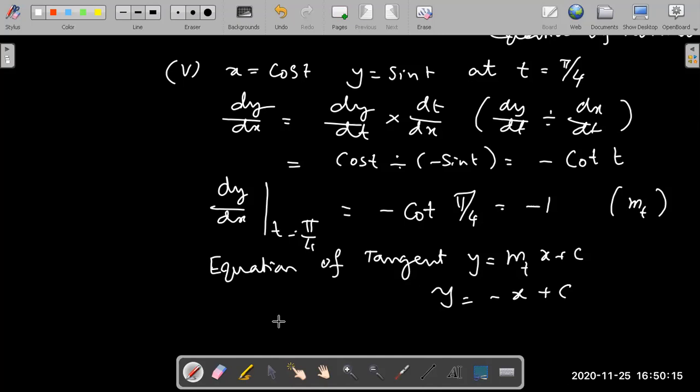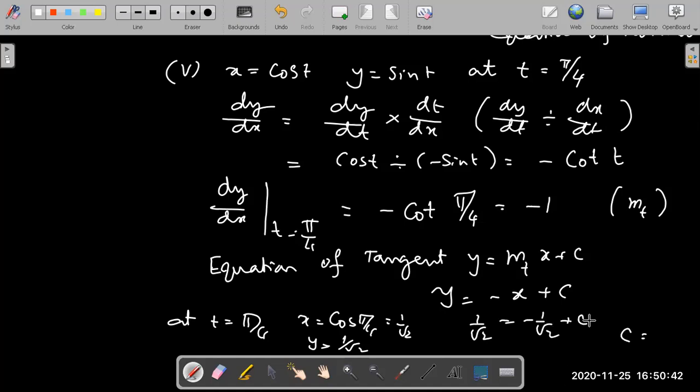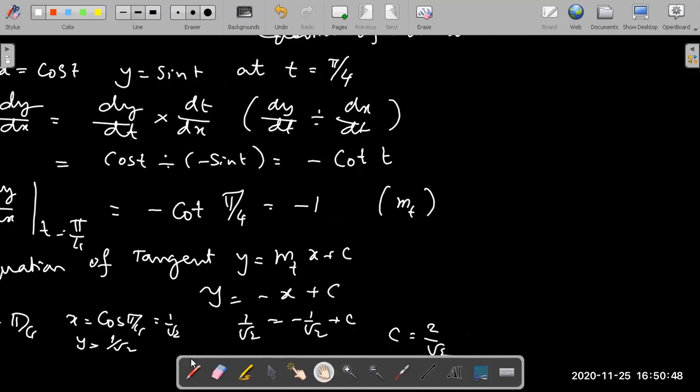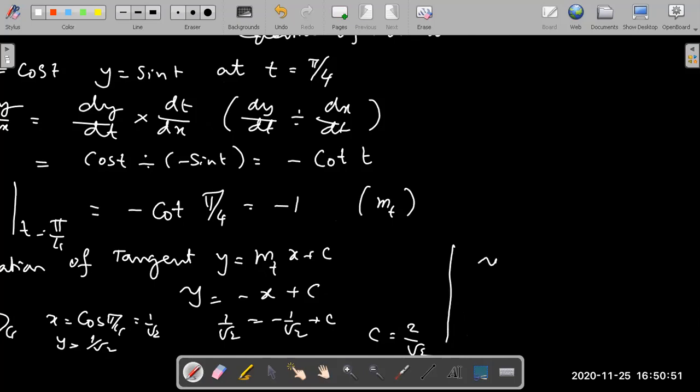So we have to get this at t is equal to pi by 4, so we need to get the x value and y value. At t is equal to pi by 4, x is equal to cos pi by 4, that's 1 by root 2. Y is also 1 by root 2. Therefore, when we substitute, 1 by root 2 equals minus 1 by root 2 plus c. So c is equal to 2 by root 2. So we got y is equal to minus x plus 2 by root 2. This is the equation of tangent.